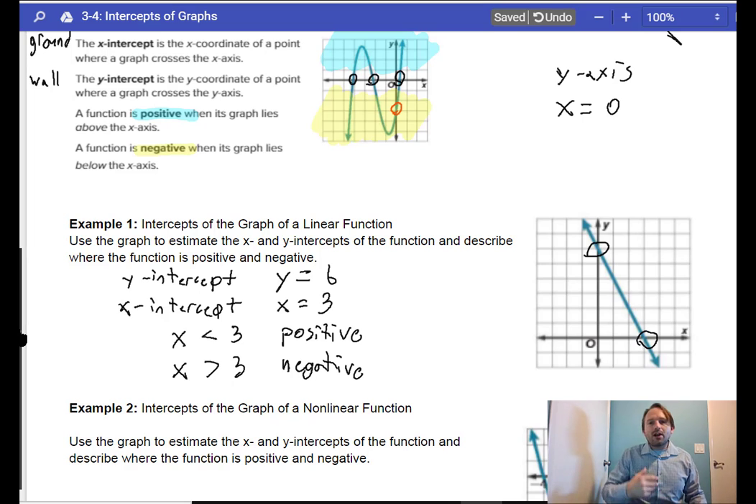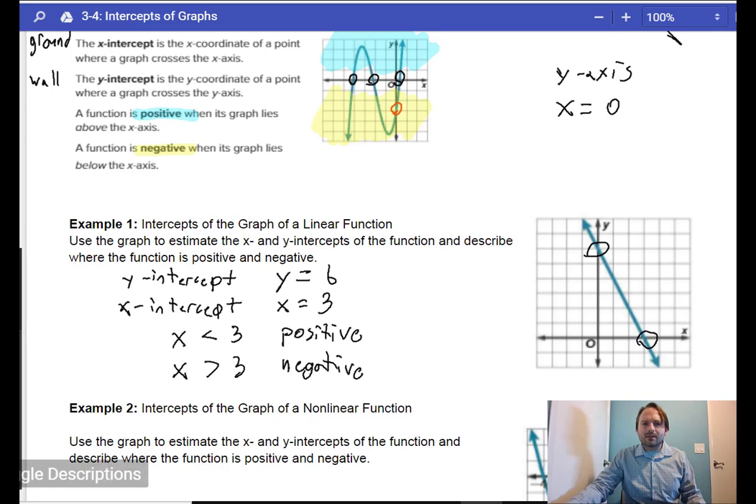All right. Now, technically, if they're asking, we'd probably want to describe it. And we'd say the function is positive when x is less than 3. And the function is negative when x is greater than 3. All right, let's go on.